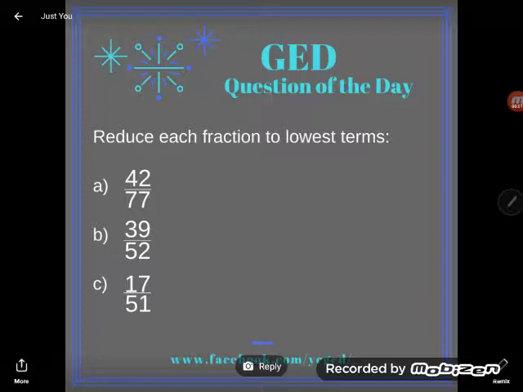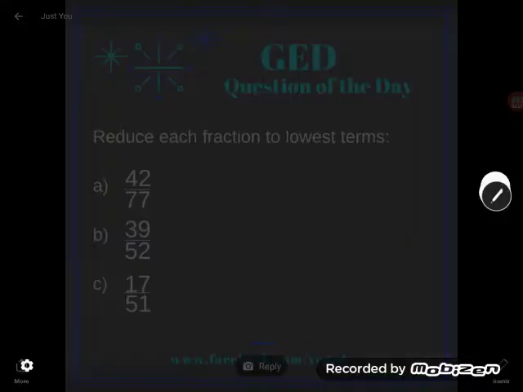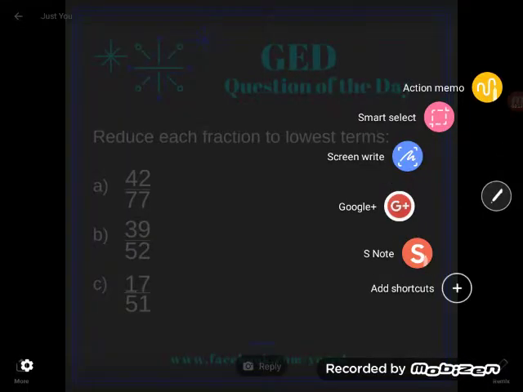And again, we're reducing fractions. And reducing fractions is just one of those concepts that GED students panic about. But there's a lot of easy tools that you can use to help you see when two numbers have a common factor. All it means to reduce fractions is to divide out any common factors.